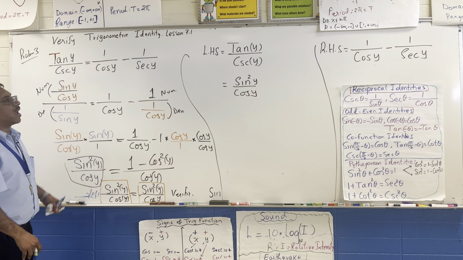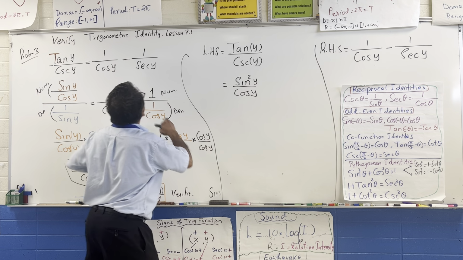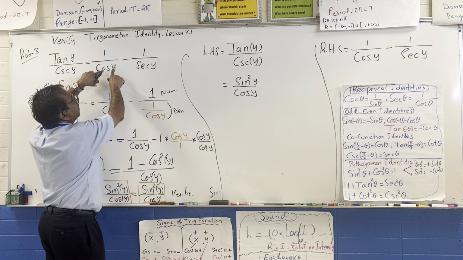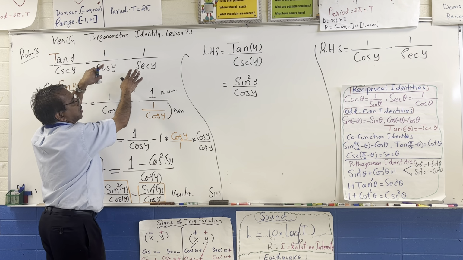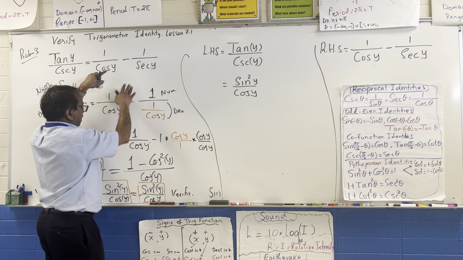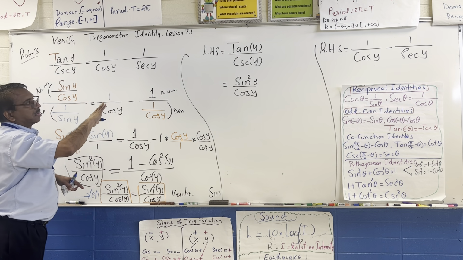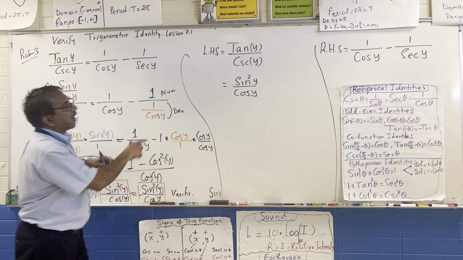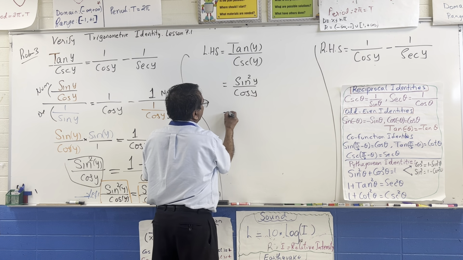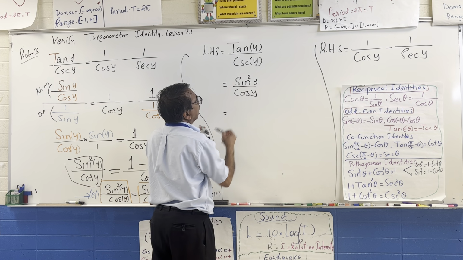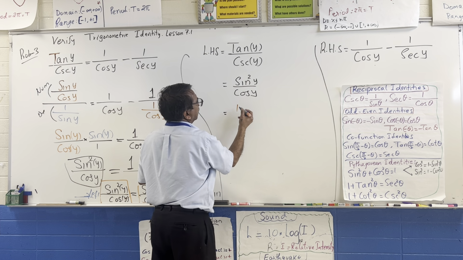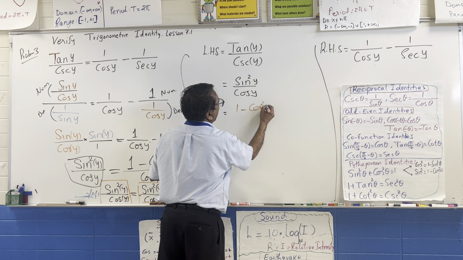So I begin with sine square y, and our goal is to get these two parts of 1 over cosine. So the only way to get these two parts is, it's like going backwards. So step 1 is sine square y, you will change it to 1 minus cosine square y.